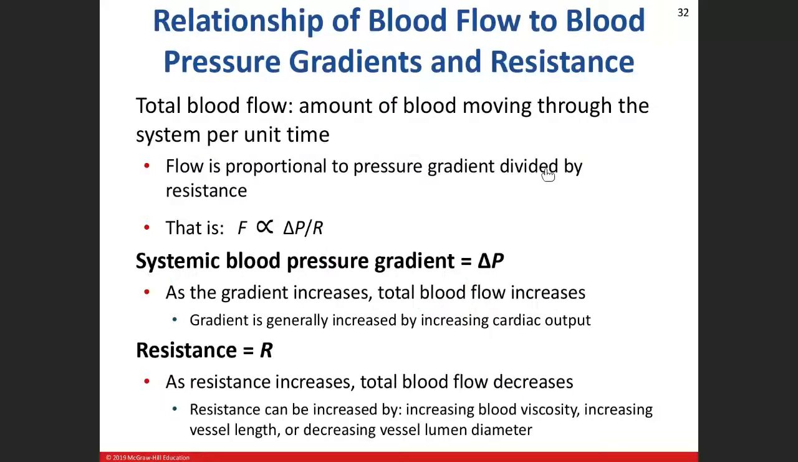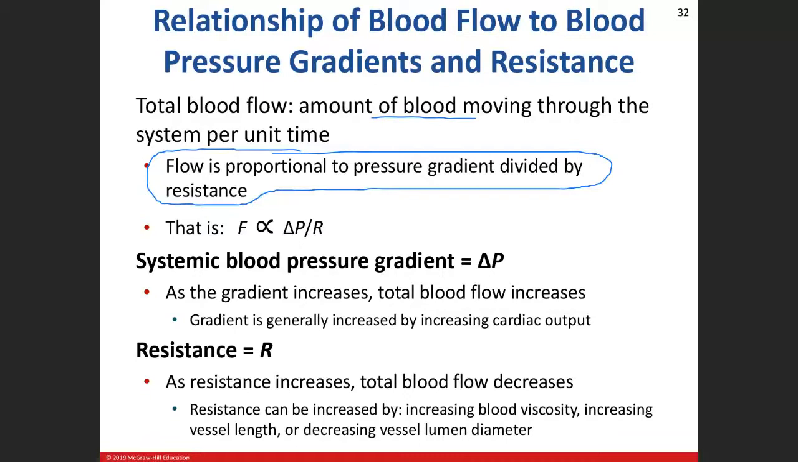Okay? All right. So when we're talking about total blood flow, we're talking about the blood moving through the system over a period of time, usually in minutes. So we're going to use minute as our time here. So this is huge. Flow is proportional to the pressure gradient divided by resistance. That's this equation here. Flow is proportional to the pressure gradient.